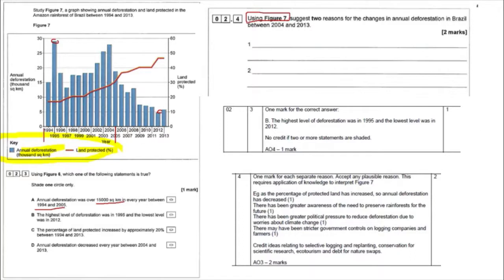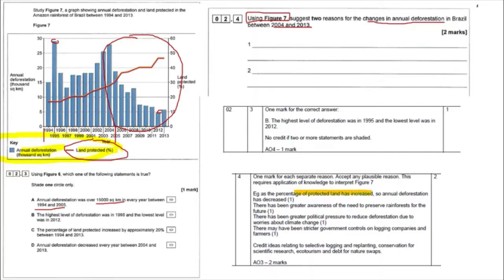So go back to the key. Well, what was there? Importantly, look, this is land protected. So immediately, you need to say land protected. That's the obvious thing. And the other thing, it says changes in annual deforestation. So, and probably also mention it's 2004 to 2013. So it's only this bit that it's interested in. Now, if I'm using that, then I'm going to end up saying things like this.